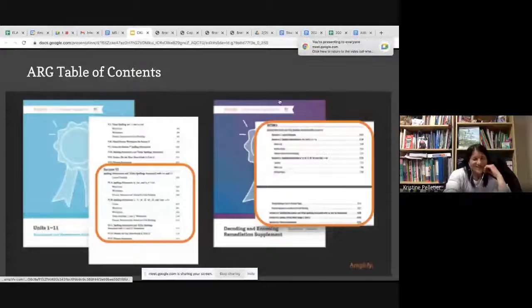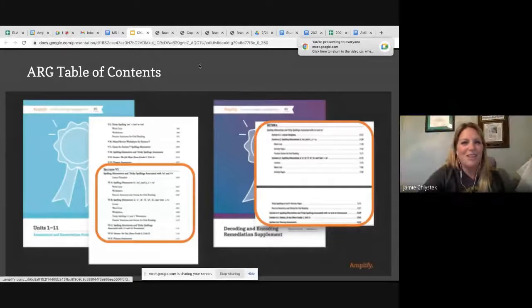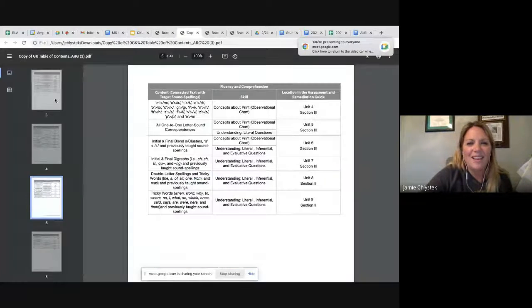Jamie, no, we're not seeing your screen. Oh no. Sorry. Oh my gosh. See, this is what happens when I try to use multiple monitors. Oh man. All right. There we go.